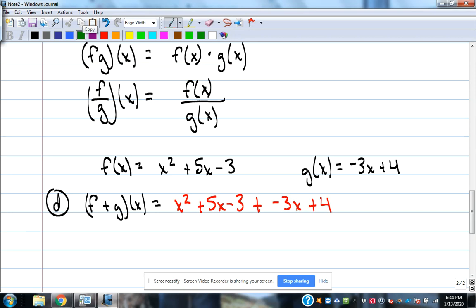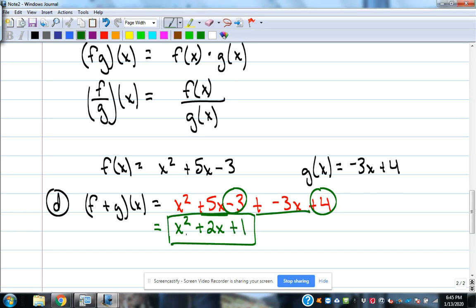What are the like terms? Was there anything like x squared? Nope. I'm going to put x squared down there. 5x is like what? Negative 3x. So what's 5x plus negative 3x? Plus 2x, right? And then we got negative 3 plus 4. Plus 1. There is our operated function, or the addition of those two functions.